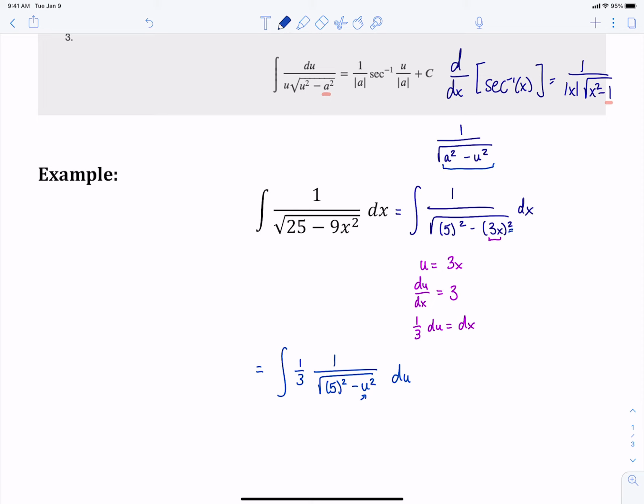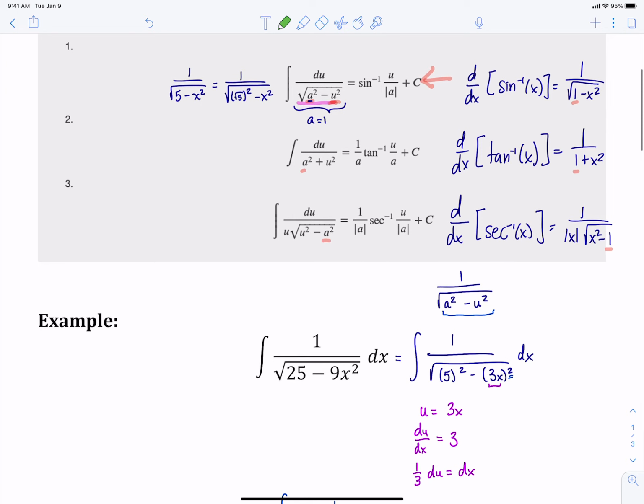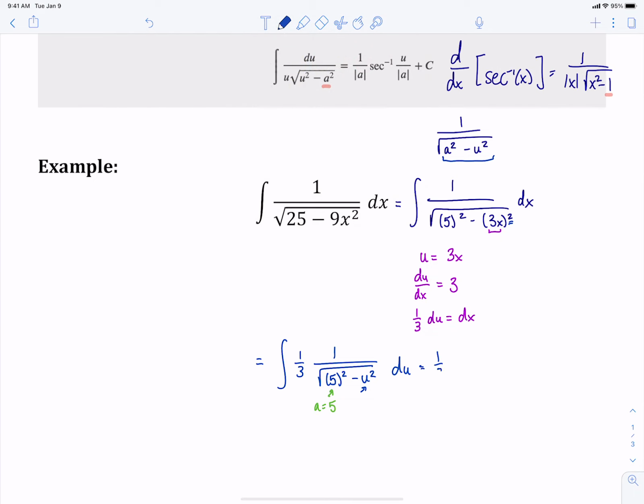So in this specific problem, a is equal to 5. When we go back up and look at our formula, our answer is going to be inverse sine of u over the absolute value of a. So that's going to give us 1/3 times the inverse sine of u over the absolute value of a, which is 5, and then plus our constant.